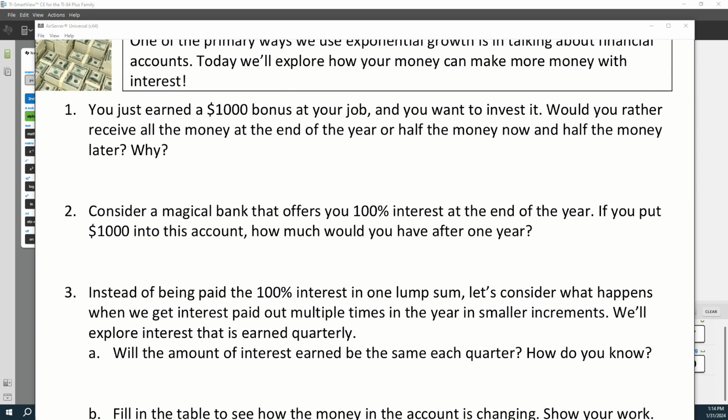Would you rather receive all the money at the end of the year or half the money now and half the money later if you're going to invest it? Half and half, right? Why? Exactly. So we're going to do half now, half later. So you start earning interest right away.